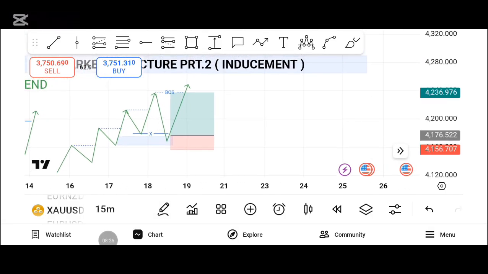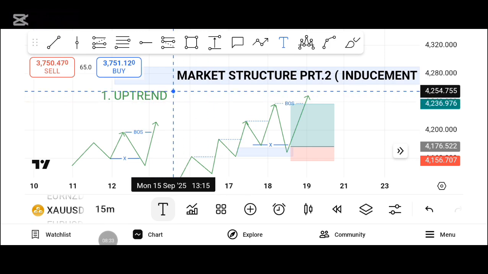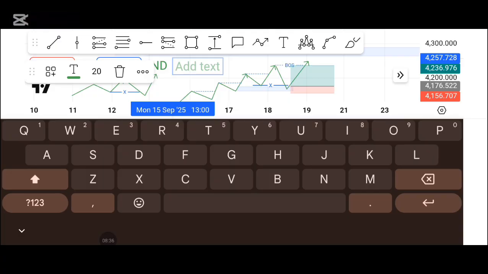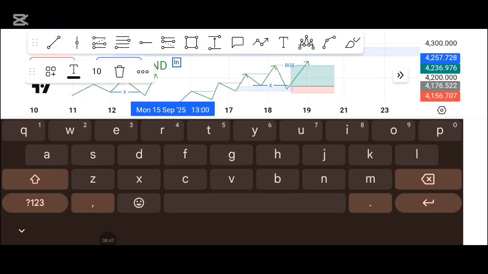Therefore, if we attempt to define inducement, we can say in an uptrend, inducement is a sweep of the recent low. Inducement is the sweep of the recent low.